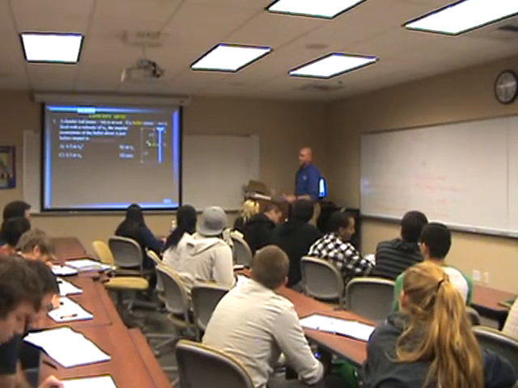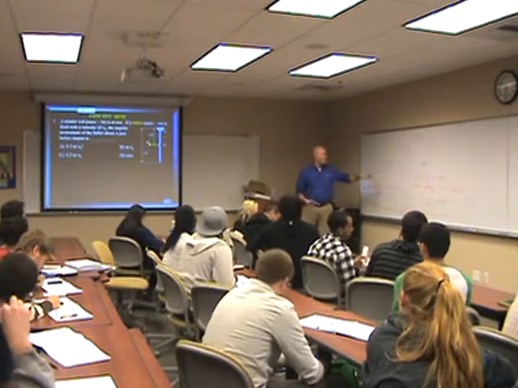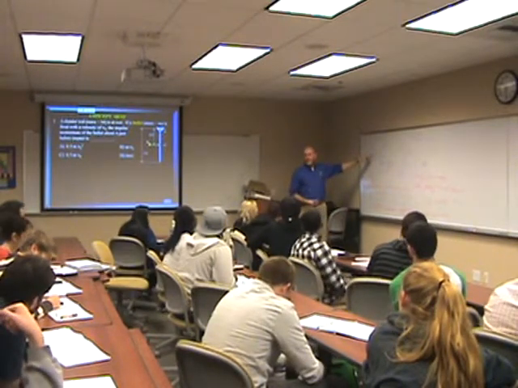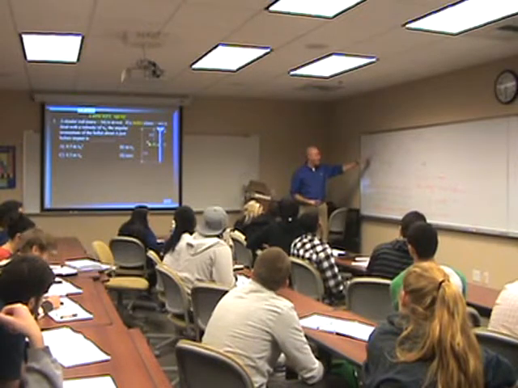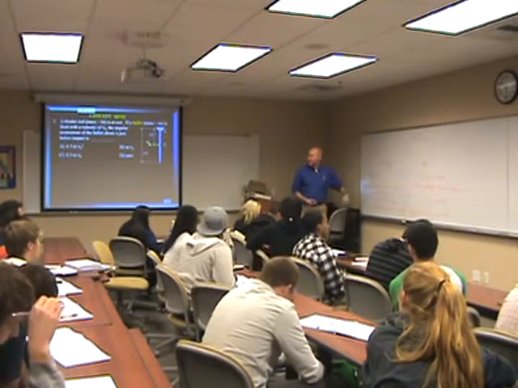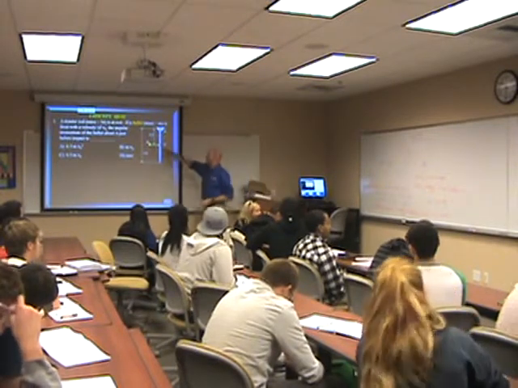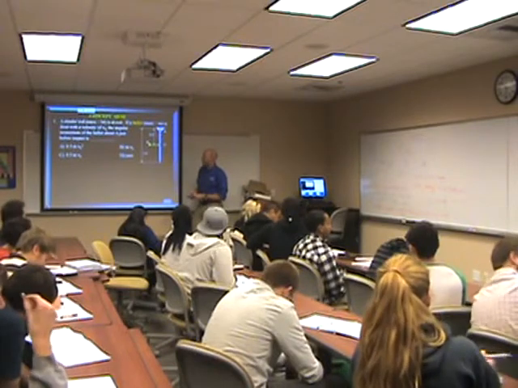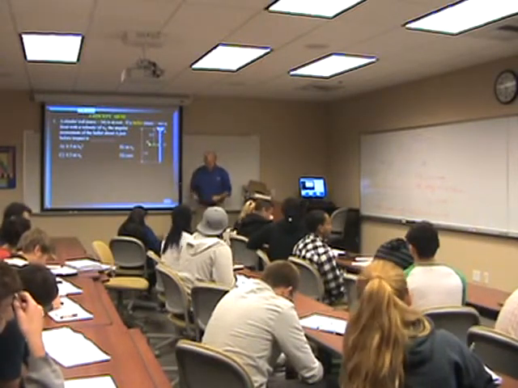Angular momentum is what? It's I omega, but this also has some angular momentum about point A. Mass times velocity times the distance, so it's mass times velocity times 0.5. So C is the right answer.